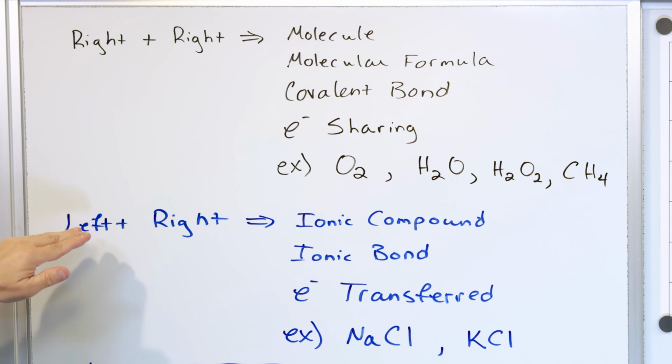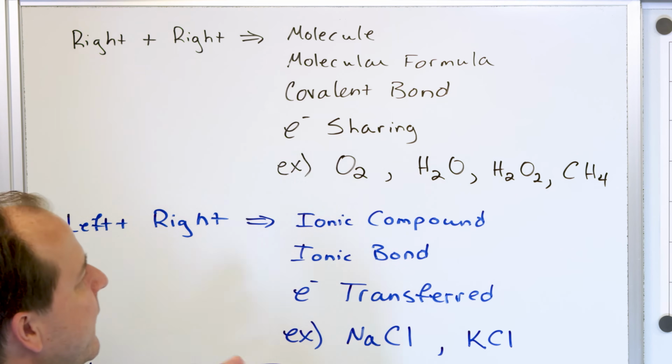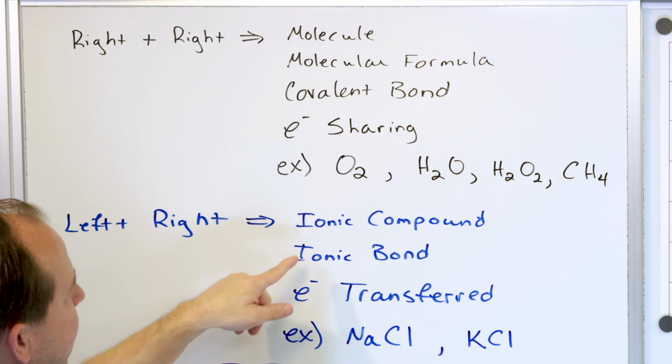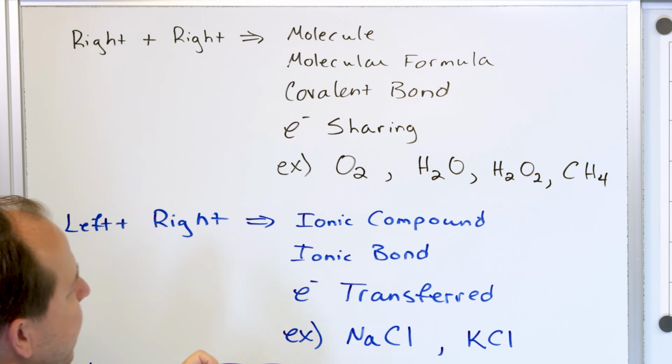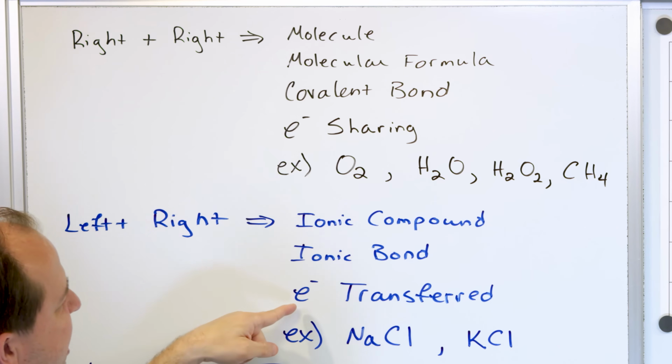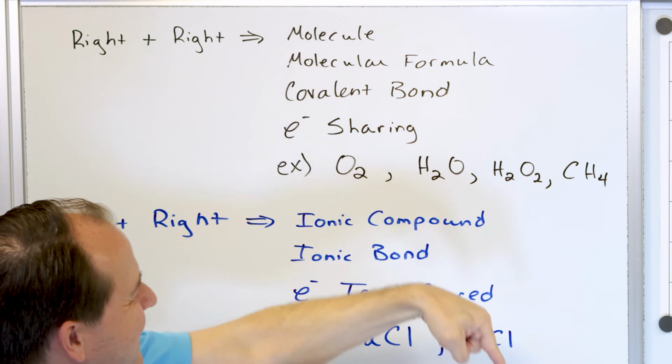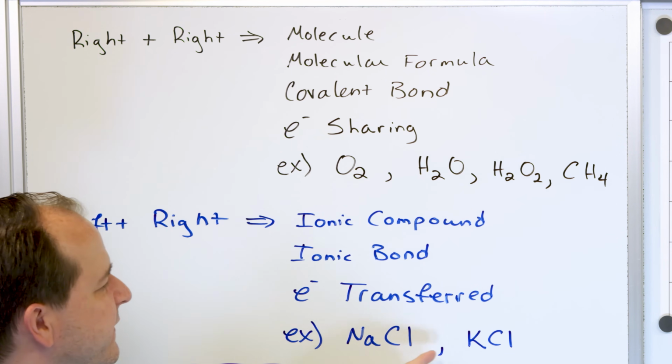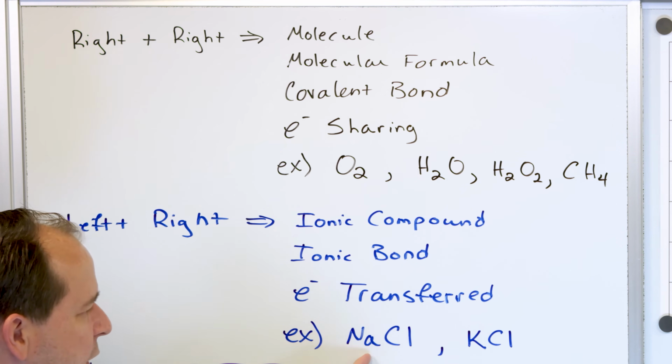But if instead we have something on the left plus the right, we said it's not a molecule. And I've been dancing around that. Now I want to put it to bed. We call it instead an ionic compound with something called an ionic bond, and instead of the electrons being shared, the electrons are being transferred from one atom to another, and so we have some salts. These are salts, sodium chloride.